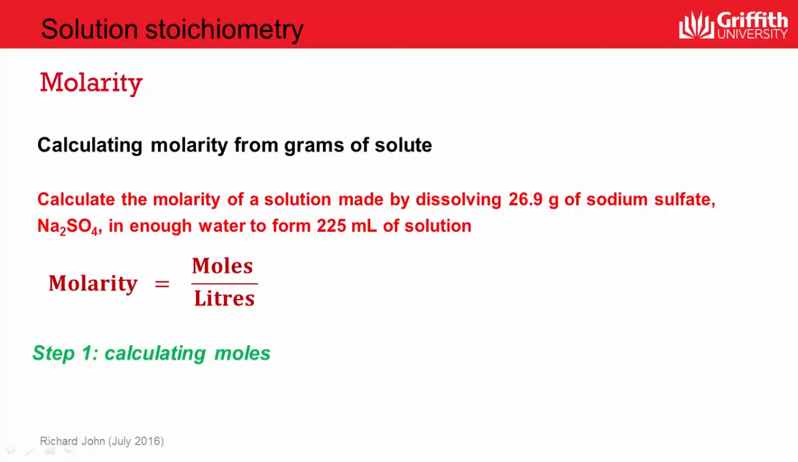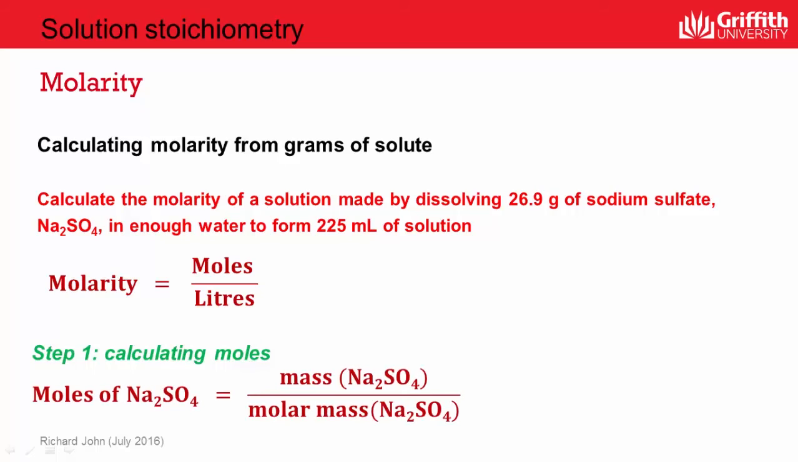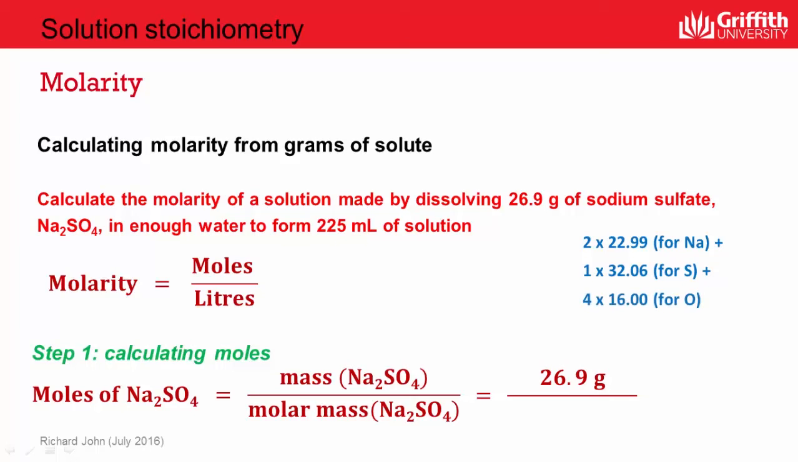So step 1, calculating the moles of sodium sulfate. Moles of sodium sulfate equals mass of sodium sulfate over the molar mass of sodium sulfate. So we've got our 26.9 grams, and we need to divide it by molar mass. Very quickly, the molar mass would be 2 times the molar mass for sodium, plus 1 times the molar mass for sulfur, plus 4 times the molar mass for oxygen. And that's 142.0 grams per mole.